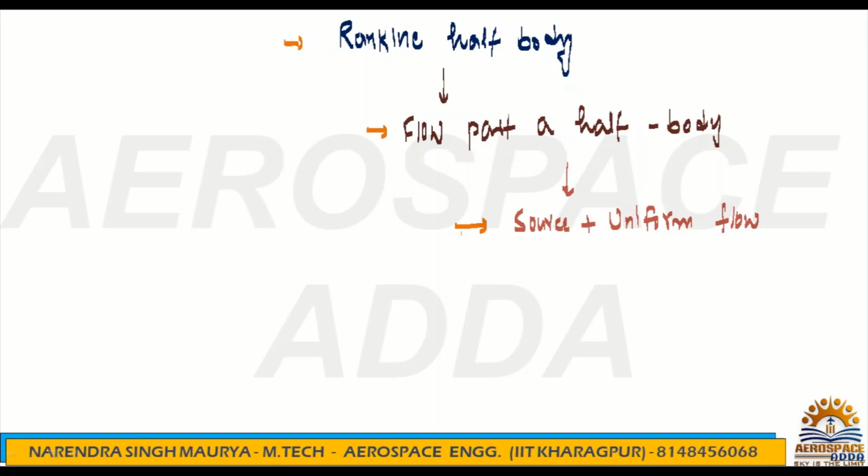Okay, the combination of source and uniform flow is called Rankine half body flow, flow past half body, flow past full body, something like that. Second thing, suppose flow source and uniform is given, then we have to draw the pattern, and based on the pattern we also have to calculate the parameters. Parameters are like the tangential velocity, the radial velocity, and the stagnation point. All those things they can also ask.